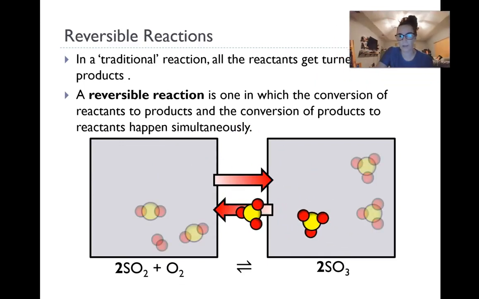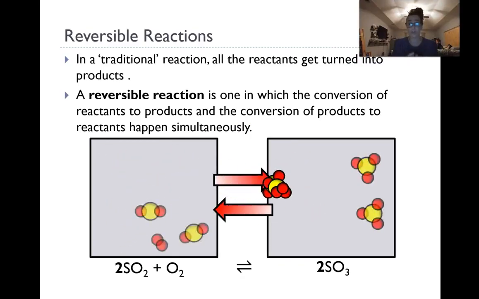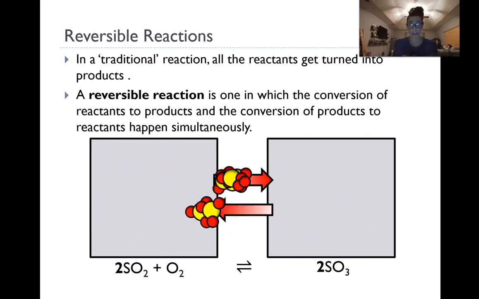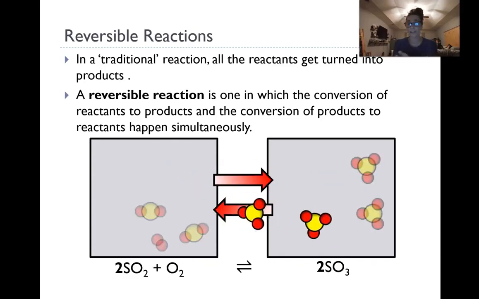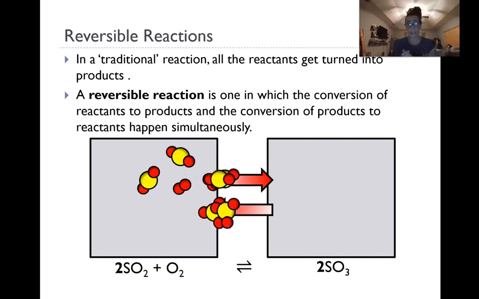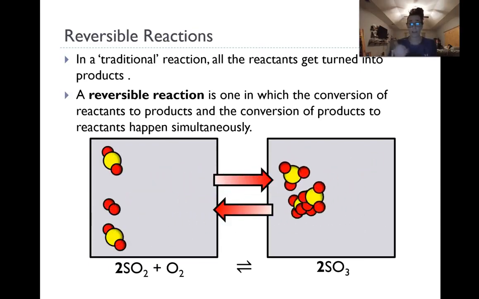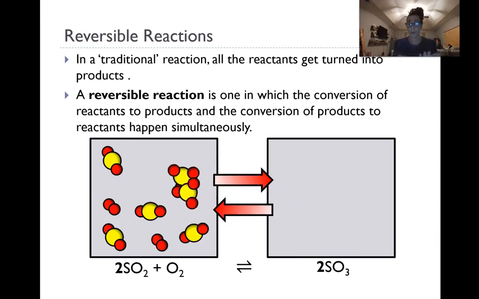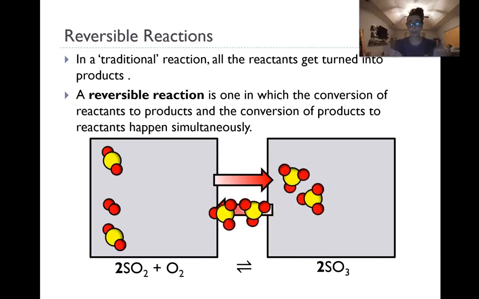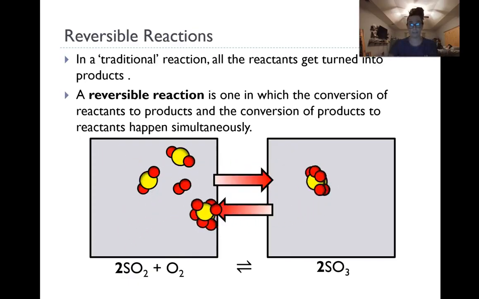So let's take a look at reversible reactions. In a traditional reaction, all of the reactants get turned into products and don't go backwards. However, a reversible reaction is one in which the conversion of reactants to products and the conversion of products to reactants happens simultaneously. So the reaction can go forwards from reactants to products, or it could go backwards where the products are turned back into reactants. That is a reversible reaction, and an equilibrium reaction is a special kind of reversible reaction in which the forward and reverse reactions occur simultaneously at the same rate.